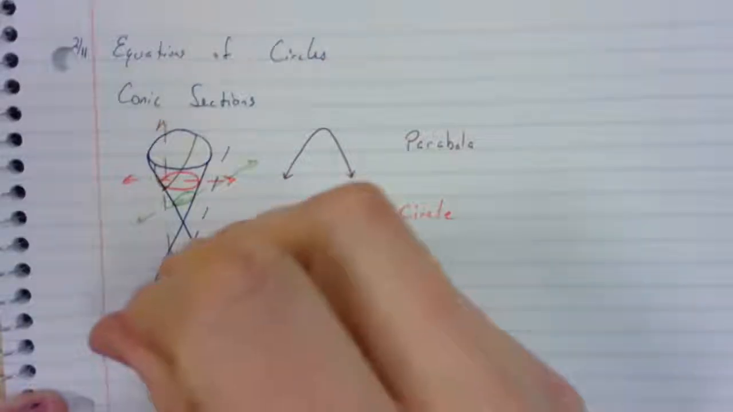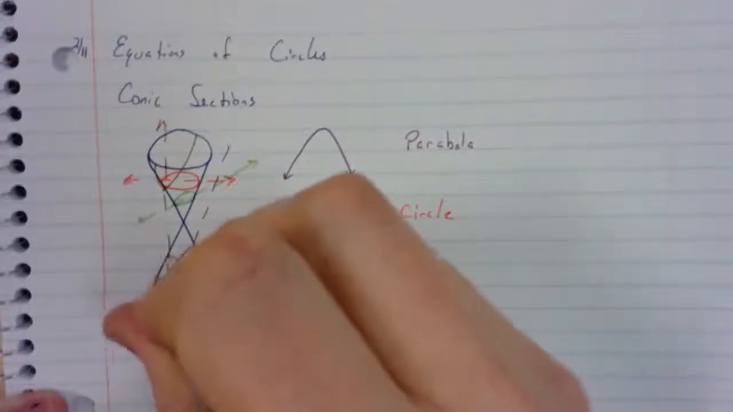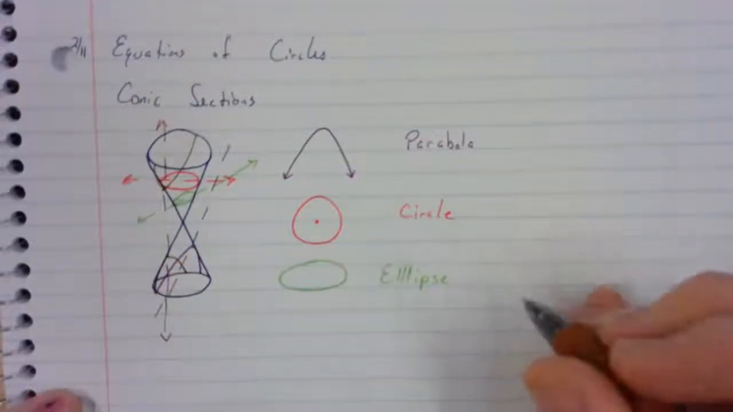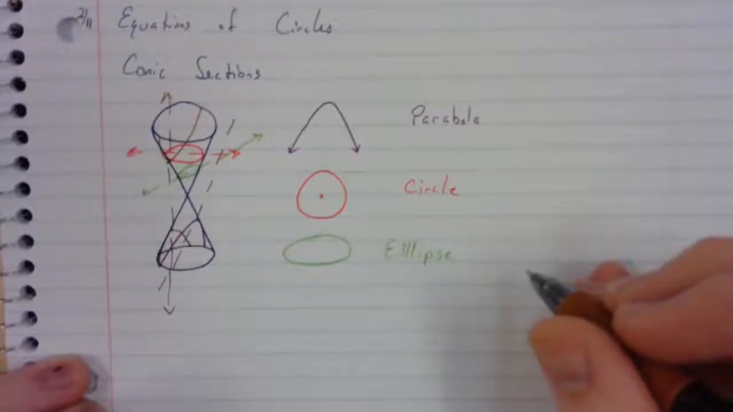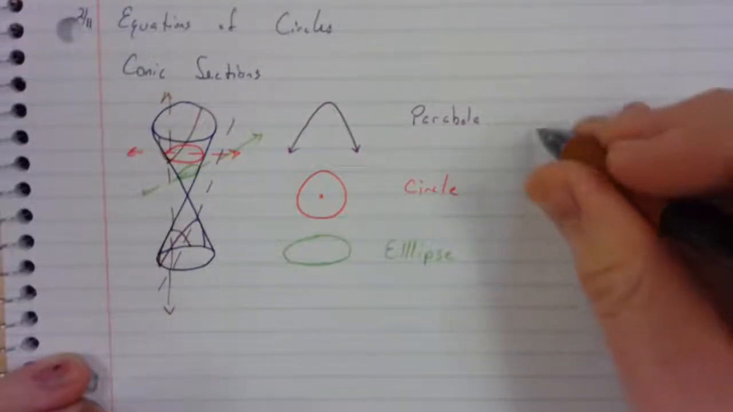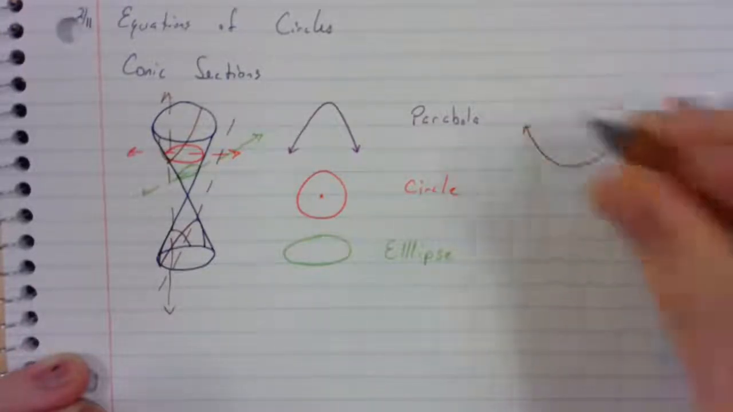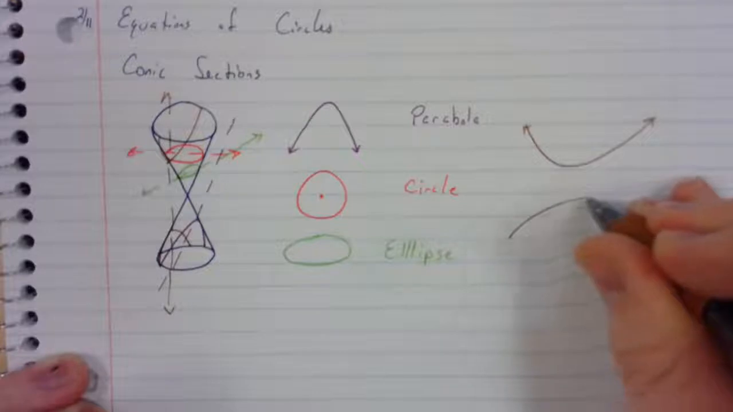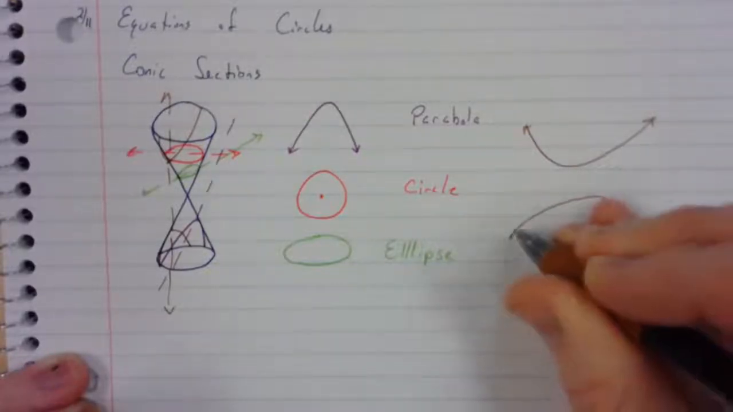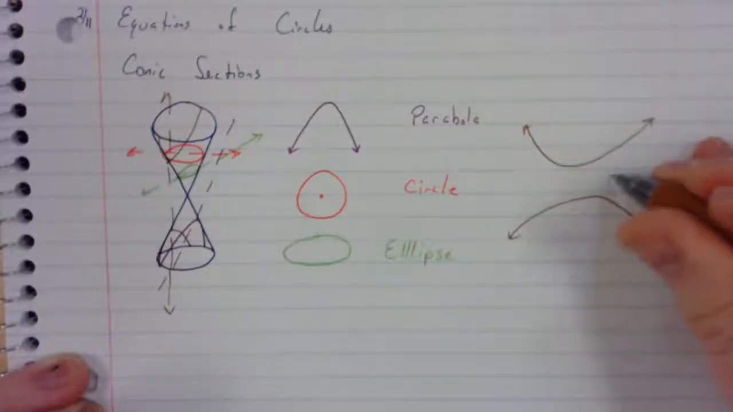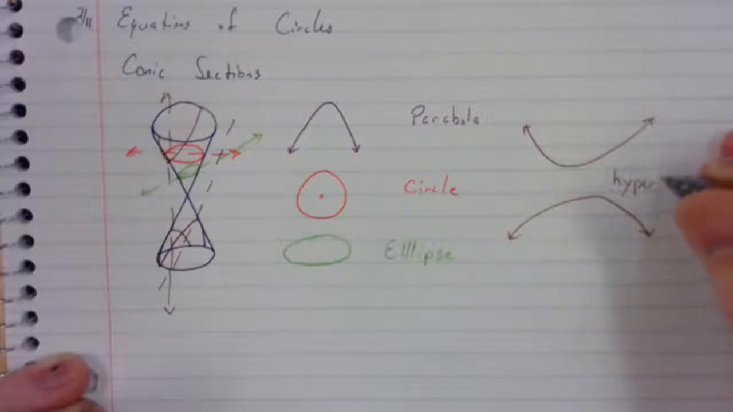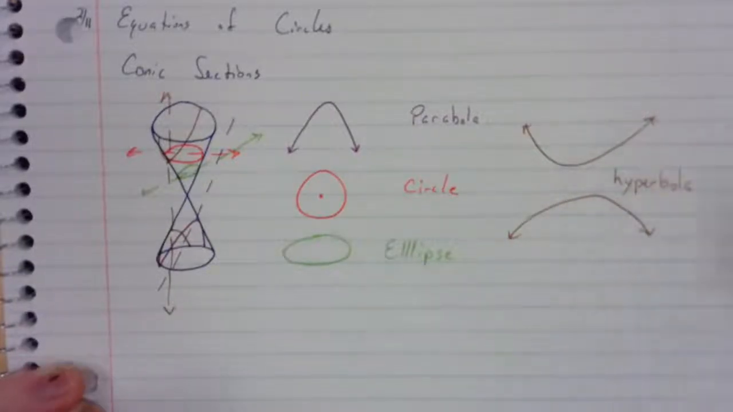this final cut here, this one's a little harder to draw, so please bear with me. I'm showing you how you can cut a cone and get 4 different shapes. All right? And this is not my best drawing, but this one's called a hyperbola. All right?